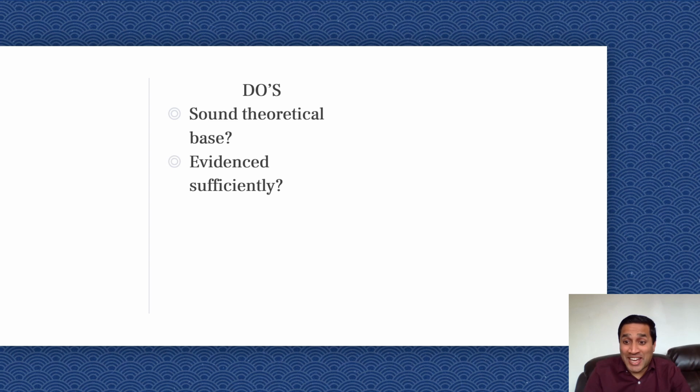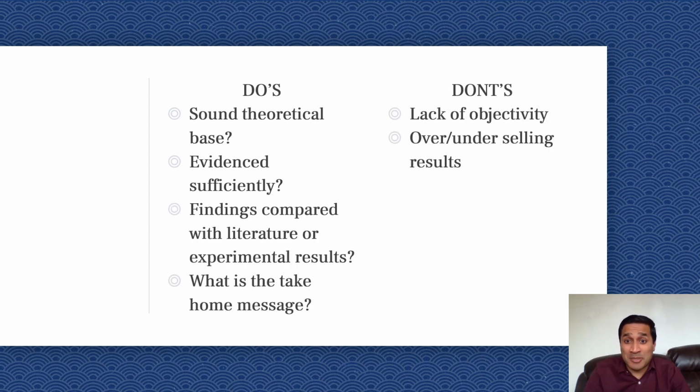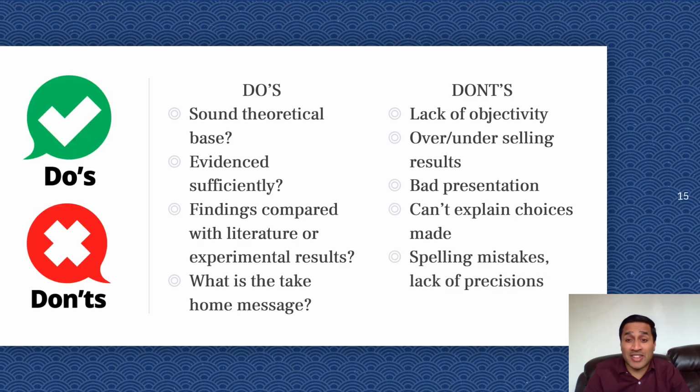So what do the examiners like and what don't they like when you are undergoing your PhD viva or when they are reading your PhD thesis? Does your PhD thesis have a sound theoretical base? Does it support the theory? Has it started from an existing theory and does it improve on it?